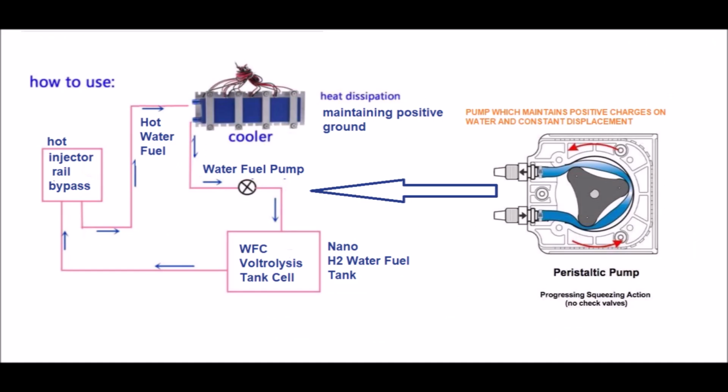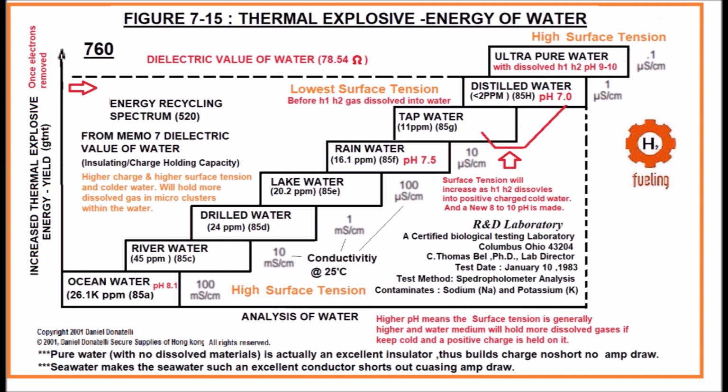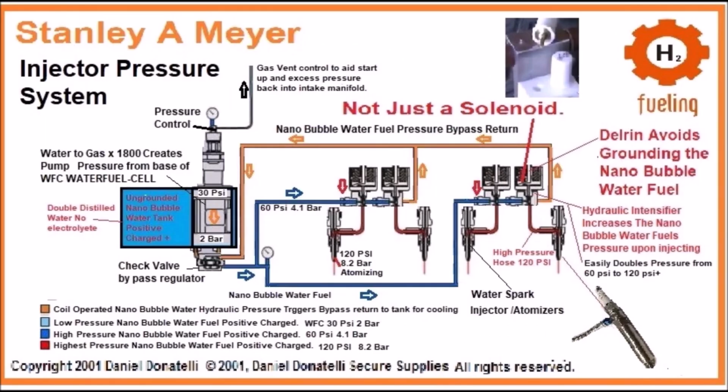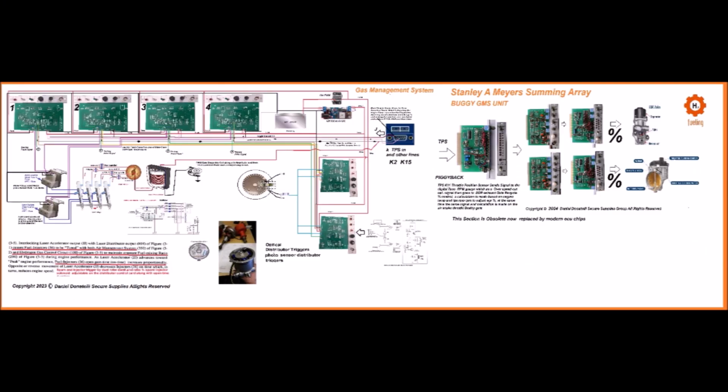Summary: thermatic fuels utilize combustion, releasing energy primarily as heat, driving mechanical work through the expansion of gases. Nanobubble fuels, created through voltrolysis and electron extraction, release energy explosively with more force than heat upon ignition, involving the recombination of hydrogen and positively charged oxygen, and the reintroduction of electrons. Understanding these differences helps highlight why nanobubble fuels represent a unique and powerful alternative to traditional thermatic fuels.